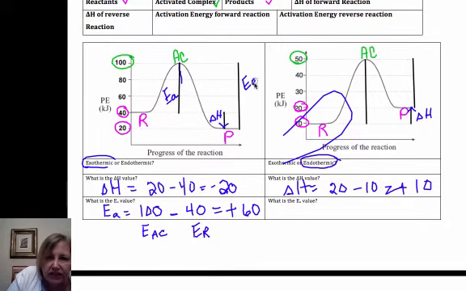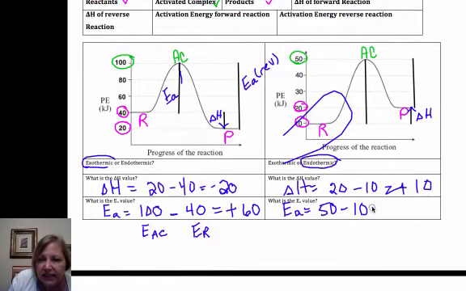So that's my activation energy in my forward direction. This would be my activation energy in my reverse direction. I'll let you calculate or determine what that one is. Okay? And my activation energy here is going to be 50 minus 10, so it's equal to 40.